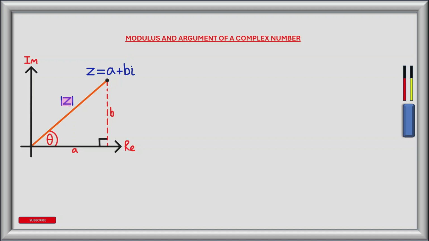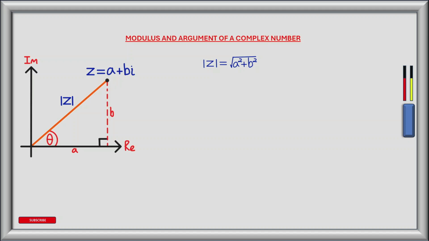We can visualize this on an Argand diagram. Consider the complex number a plus bi. When plotted on the Argand diagram, we move a units along the real axis and b units along the imaginary axis. The modulus of the complex number corresponds to the length of the line connecting the origin to this point, which forms the hypotenuse of a right-angled triangle.